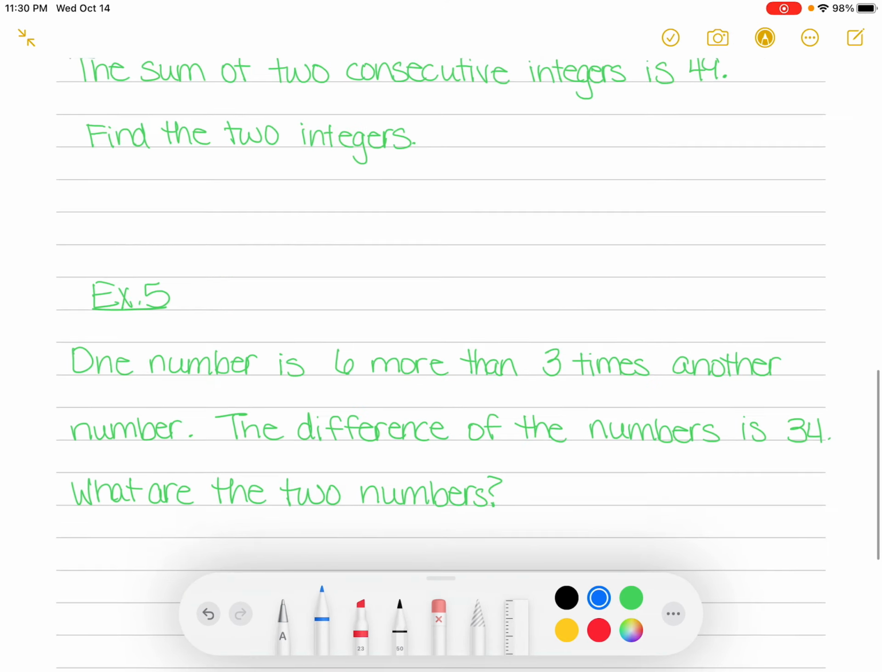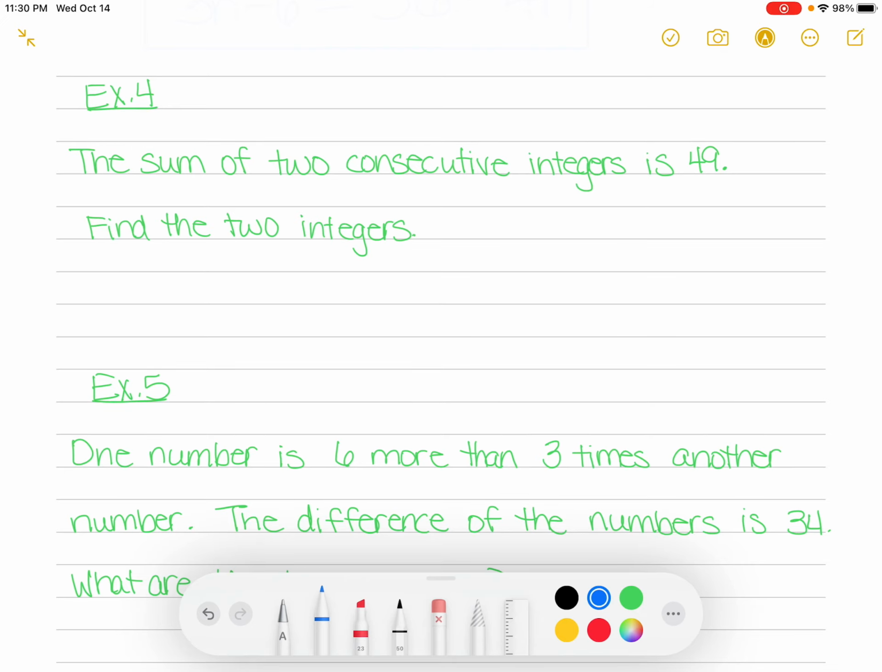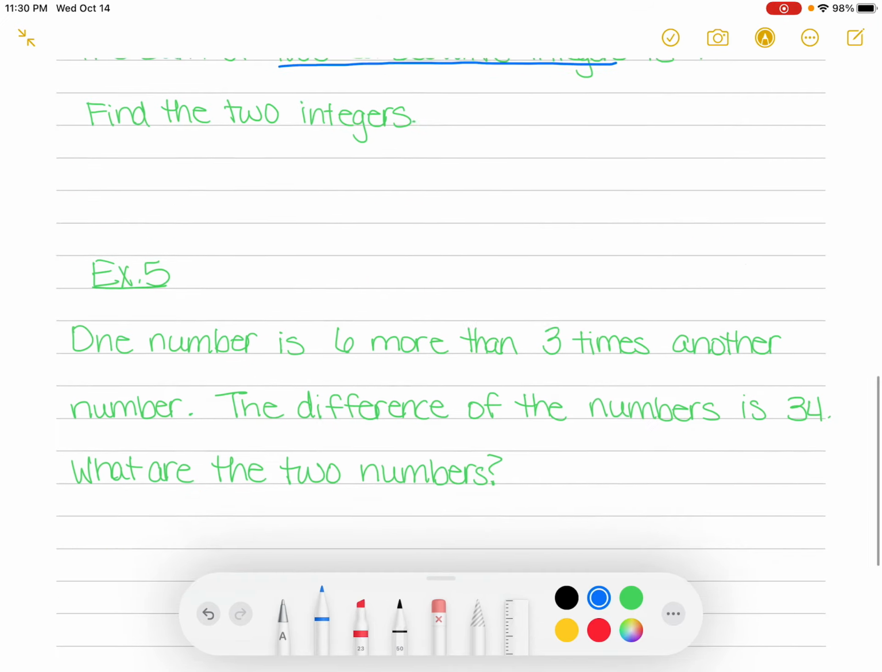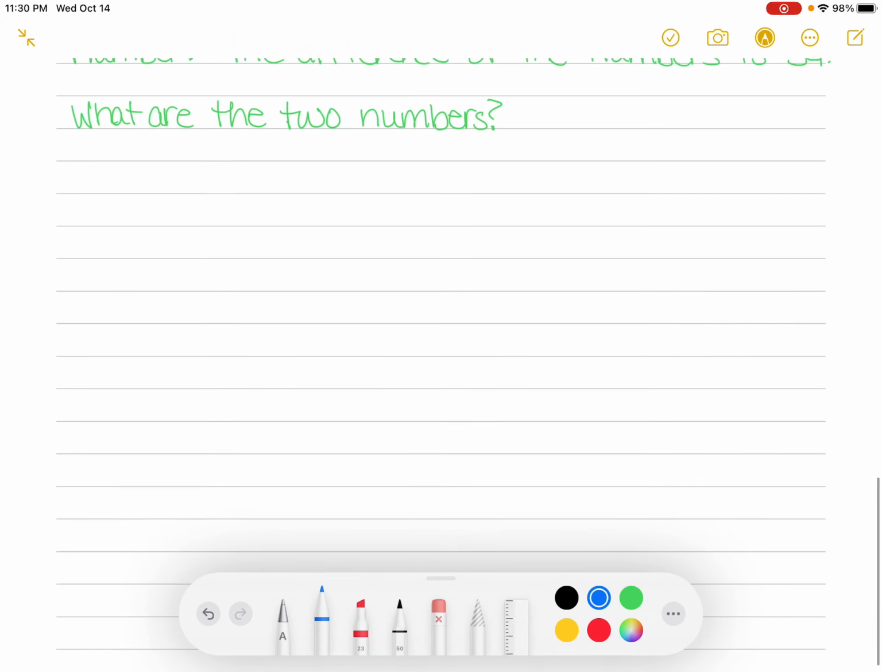Okay, we have 2 more examples. So let's go to example 4. And this is a new one, so a lot of y'all might not know how to do this. Okay, it says 2 consecutive integers. I'm going to scroll up real quick and we're going to talk about consecutive integers.